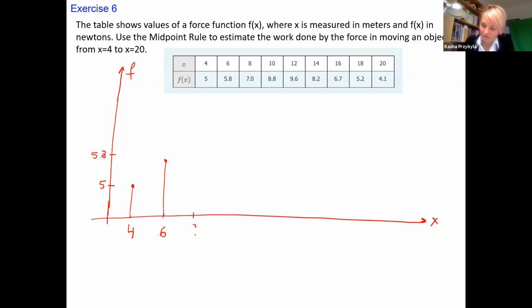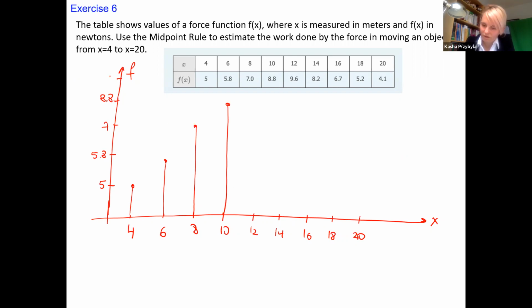For 8 we have 7. I'm just looking, that's the highest, right? Then 10, 12, 14, 16, 18, and 20. I just want to show you the idea. For 10 we have 8.8.